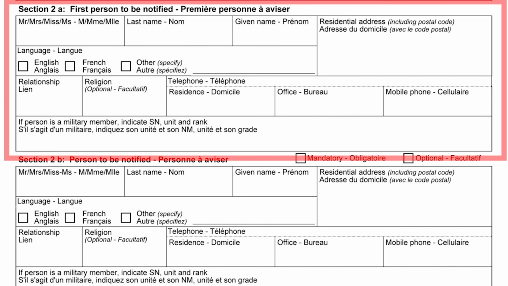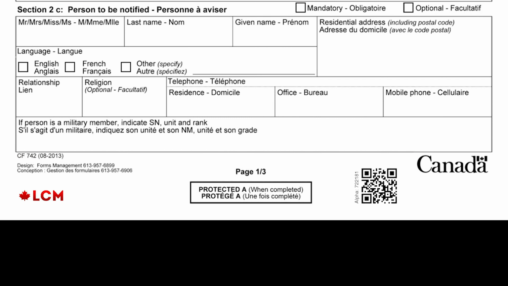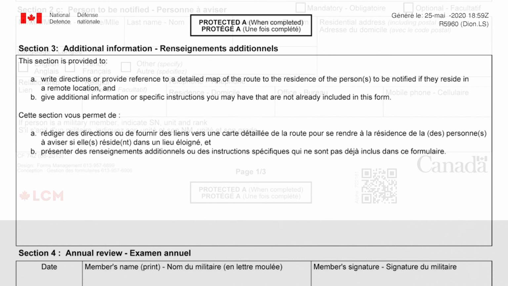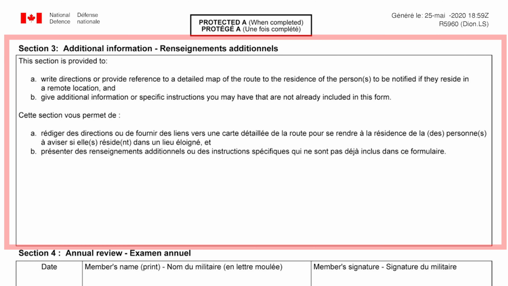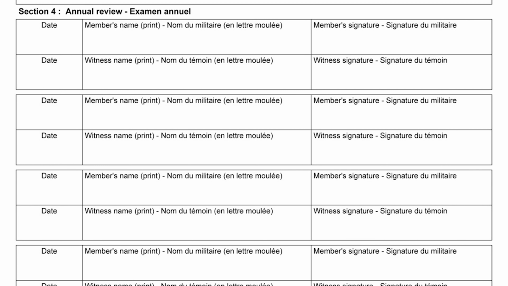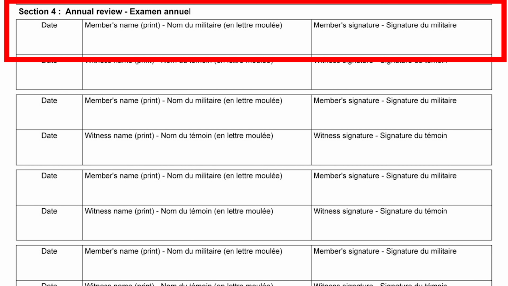You can name up to 3 people who must be 18 years of age or older. Please complete Section 3, Additional Information, if necessary. In Section 4, Annual Review, complete only the first row by printing your name and signing in the member's signature field.